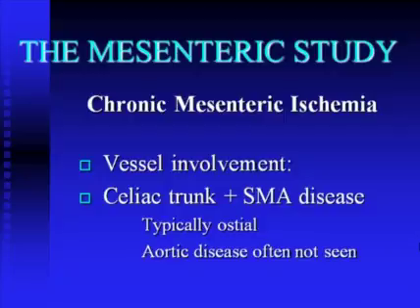Typically, the vessels involved are the celiac trunk and the superior mesenteric artery. The lesions, because they're atherosclerotic, tend to be at the origin of the vessel, and it is not surprising that aortic disease is not often seen. The proximal abdominal aorta, where these vessels are located, tends not to be involved with atherosclerotic disease very frequently, and the absence of aortic disease should not sway your thinking in an ultrasound examination one way or the other.